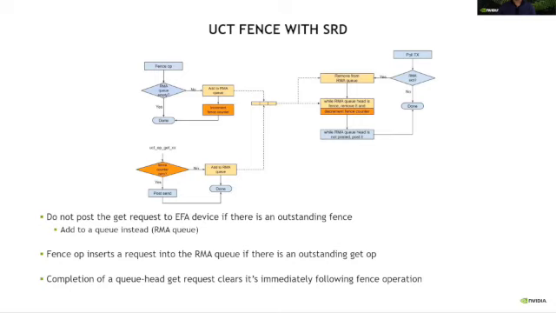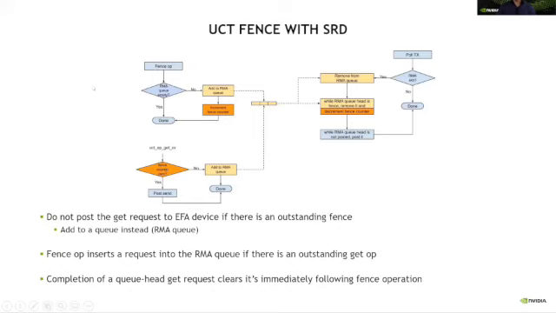So every time a get operation is issued, we first check to see if we have any active fence operations in the RMA queue or not. If we don't have any active fence operations, we just post the get operation to the device. If there are any active fence operations, we don't post, because otherwise we don't have any control over the order in which it will be completed. Instead, we add that get operation to the RMA queue.